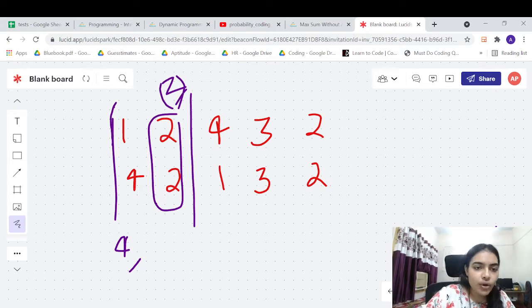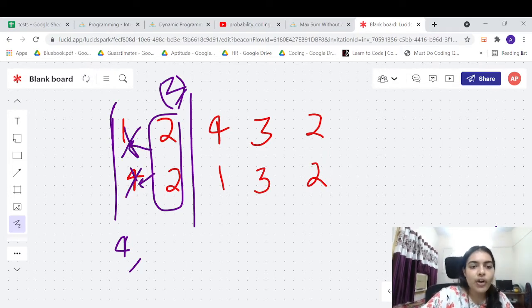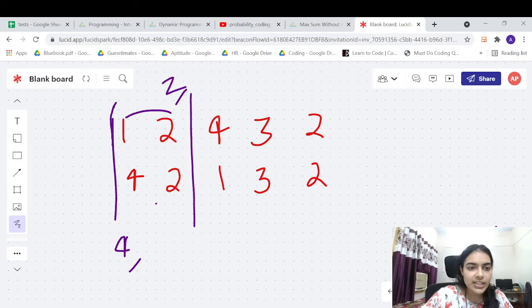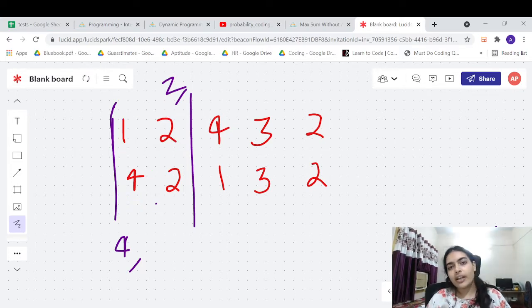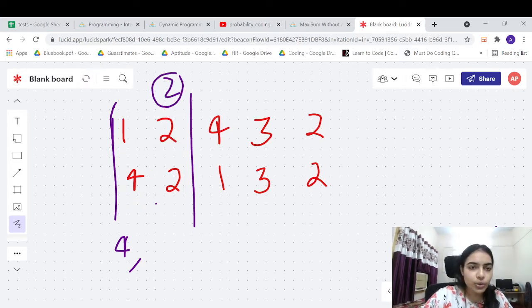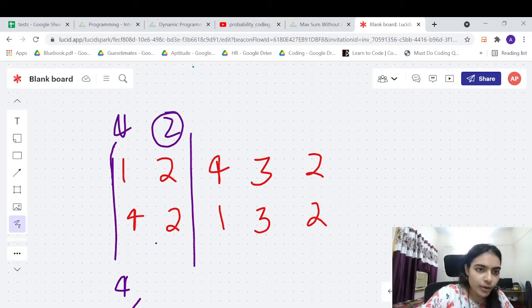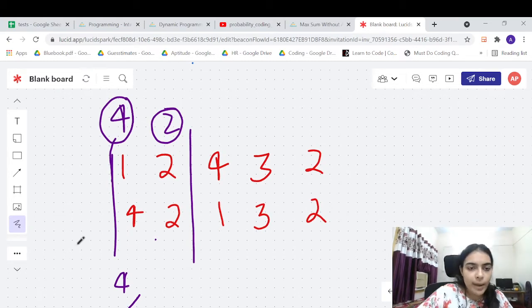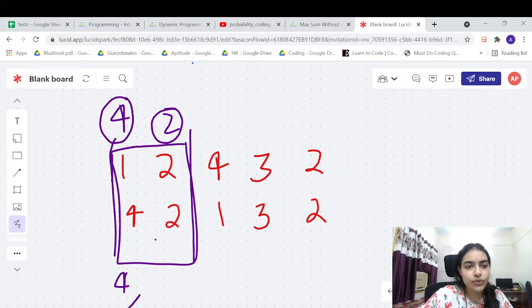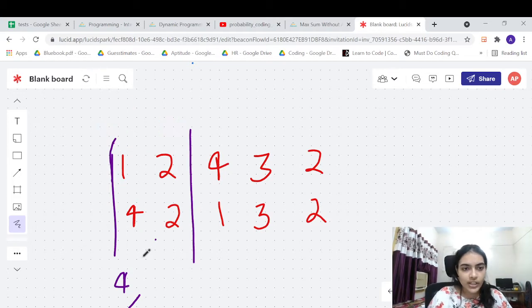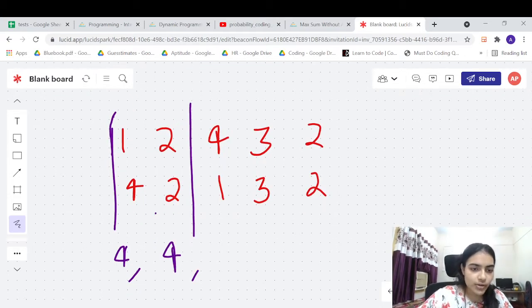From the previous row, we cannot take any of the elements, because if we take any of them, it will be an adjacent element. So we can either take 2 from this column, or we can take 4 from the previous column. Which is maximum? 4 is maximum. So up to this entire space the answer is 4. For these 4 numbers the answer is 4.